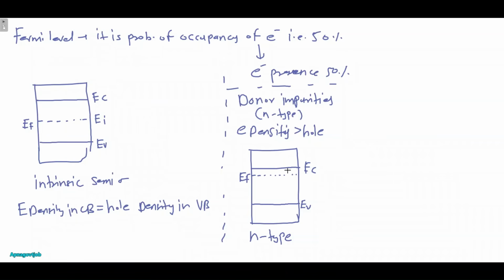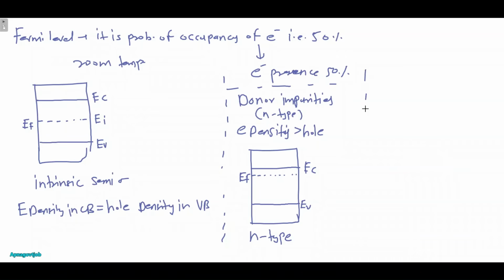So again, the scenario is that the electron density is much greater than the hole density in the valence band. All these things are happening at room temperature, normal temperature. I am not increasing the temperature yet. We are discussing at room temperature only.